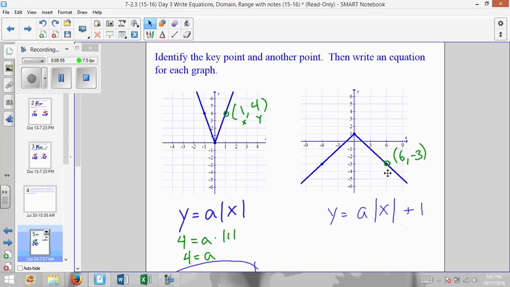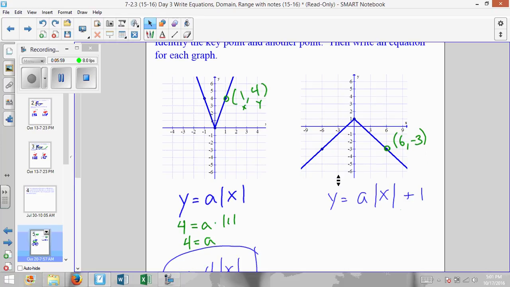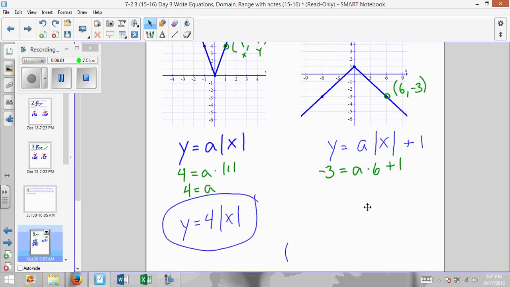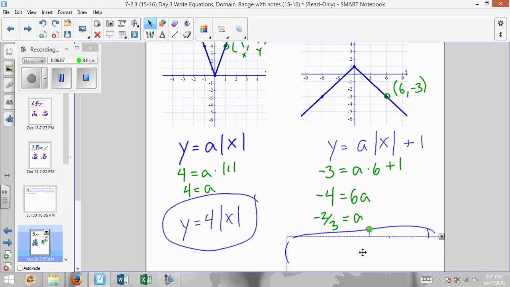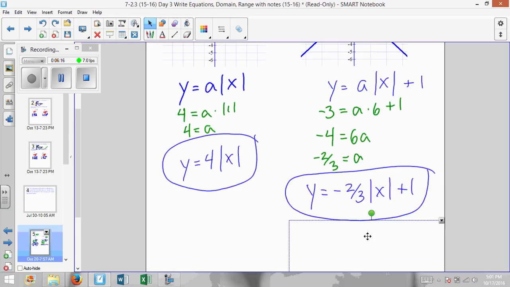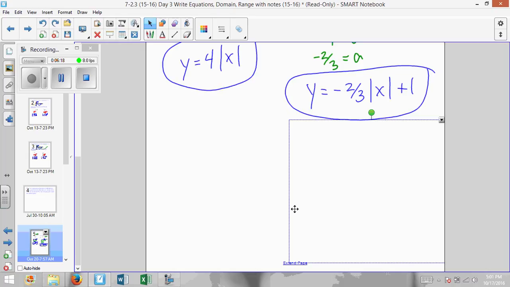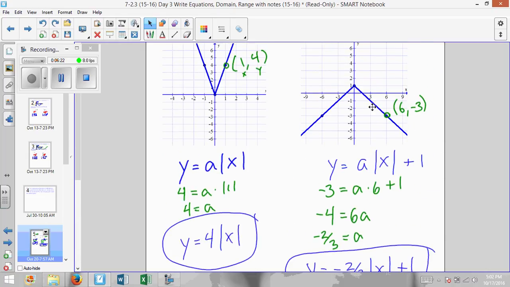And so here's my coordinate. That's nice and easy, (6, negative 3). So we'll plug 6 in for x, negative 3 in for y, and solve for a. Okay, subtract 1, divide by 6, and we actually get that a equals negative 2/3, which, like I said, is compensating for the fact that it's going down, so it makes sense that it's negative. So plug it back in. There is your final answer. y equals negative 2/3 absolute value of x plus 1.